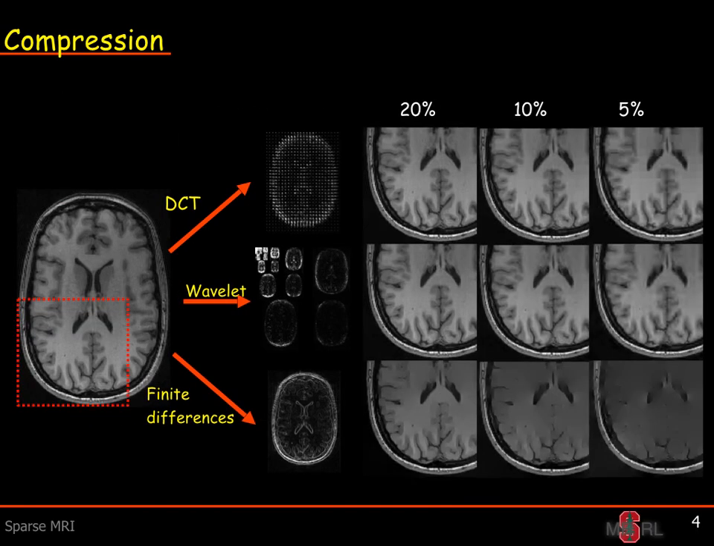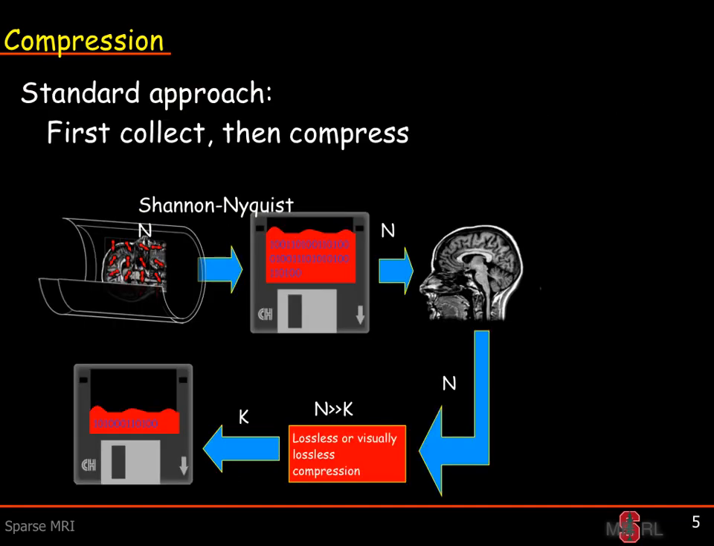Here's another example of a brain image showing how the discrete cosine transform and the wavelet transform are a bit more effective than doing finite differences in terms of how many coefficients you can throw away before you get significant loss of detail in the image. So the fact that medical images are compressible leads to a potential for a new way of doing things, a new workflow.